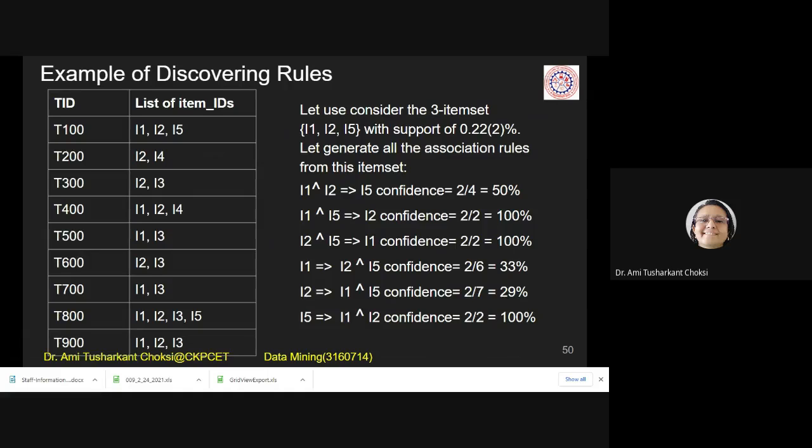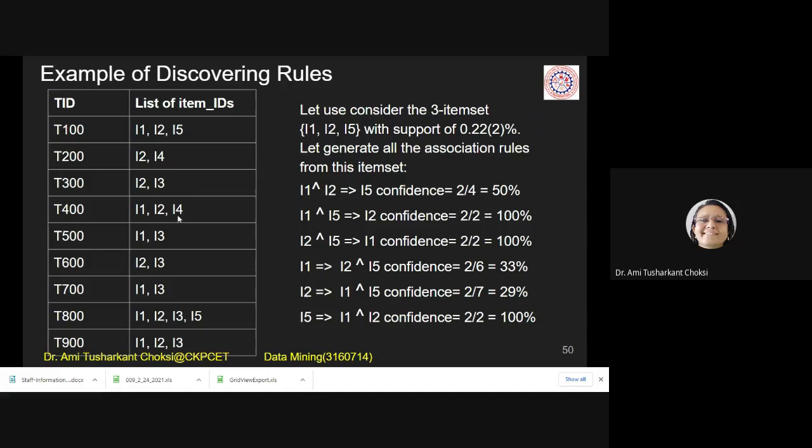So we say the confidence is equal to 2 divided by what? This is the confidence we are finding, right? So we need to find the count of I1 and I2. Fine, so I1, I2, okay, here it is available, so 1. Here not available, here not available, here it is there.